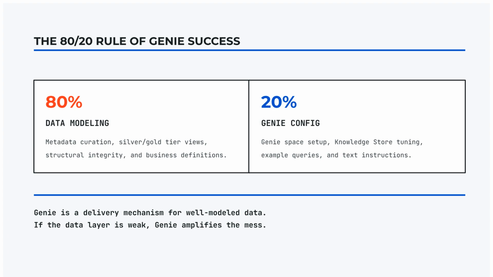Here's the 80/20 rule that separates Genie winners from Genie wannabes. 80% of your success comes from data modeling: building clean silver and gold layers, adding rich metadata, creating solid business definitions, and maintaining structural integrity. Only 20% comes from tweaking Genie settings like the knowledge store, example queries, and instructions. Genie doesn't fix bad data, it actually amplifies it. If your data layer is weak, Genie will proudly show everyone how messy things really are. Moral of the story? Fix your foundation first.